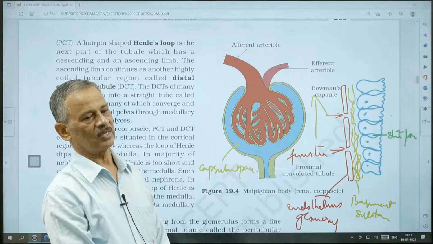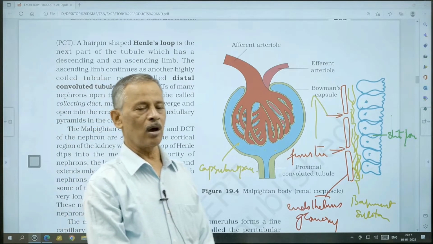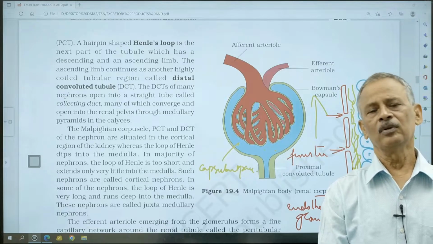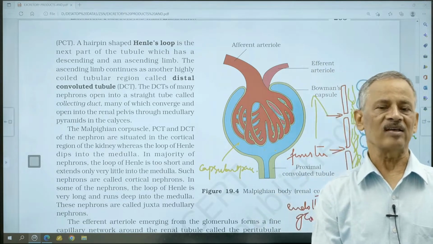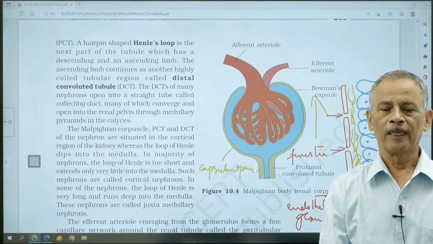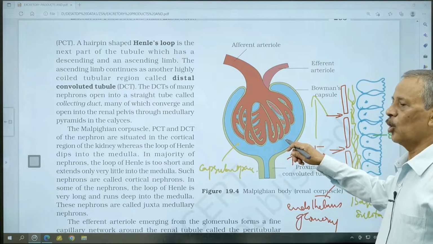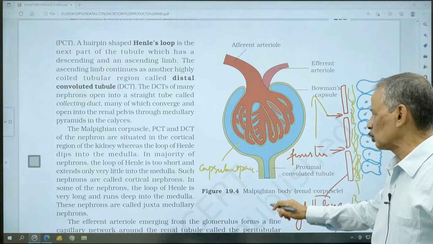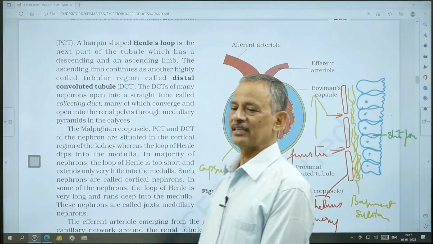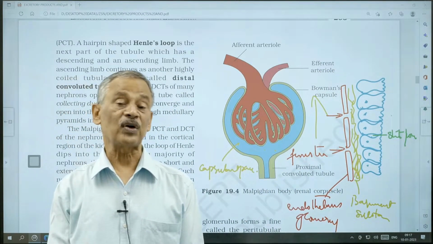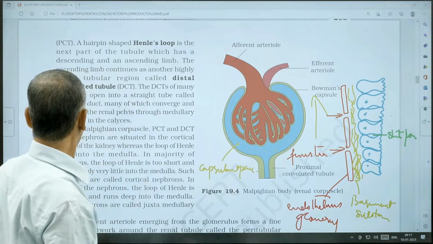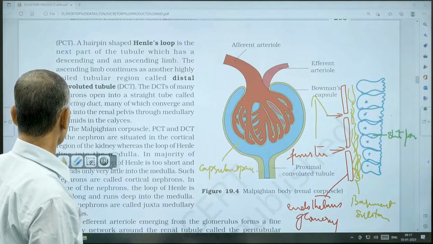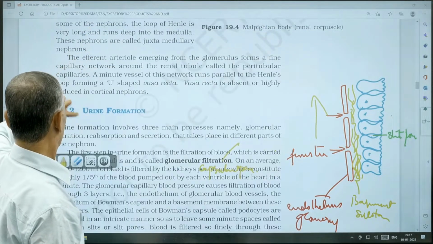This filtration is thus called ultrafiltration because almost everything in the plasma is coming out. The first fluid thus filtered from blood is called glomerular filtrate or primary urine, which is having the same osmolarity, that is salt concentration, as that of blood. Okay, this primary urine accumulated in the capsular space is carried through the PCT and then Henle's loop, DCT, etc. So this is the first event called ultrafiltration. Is it clear?